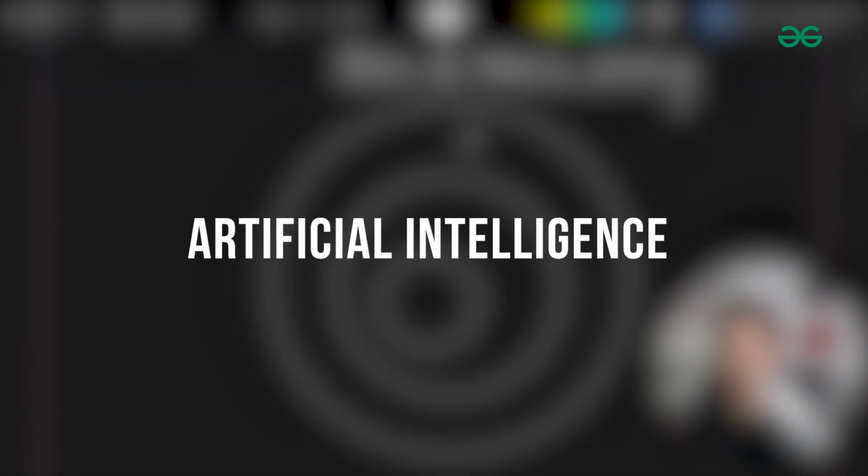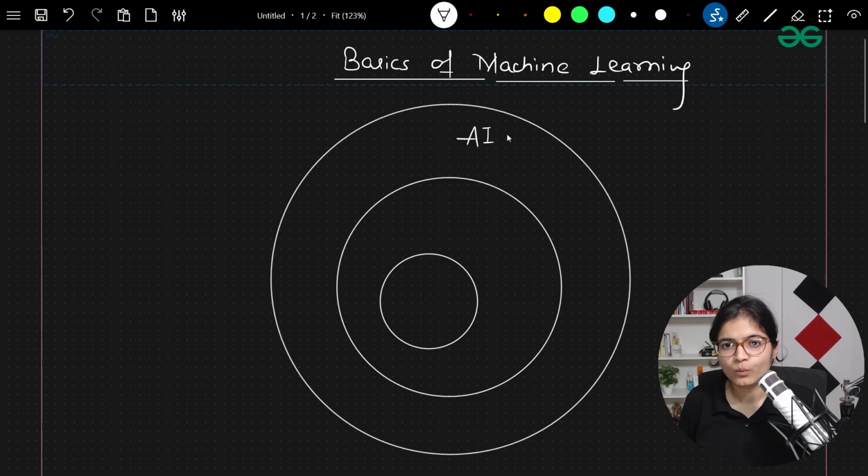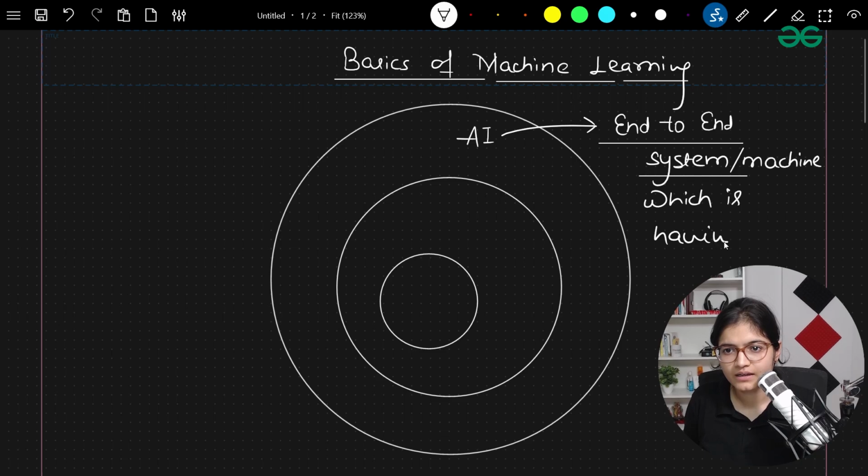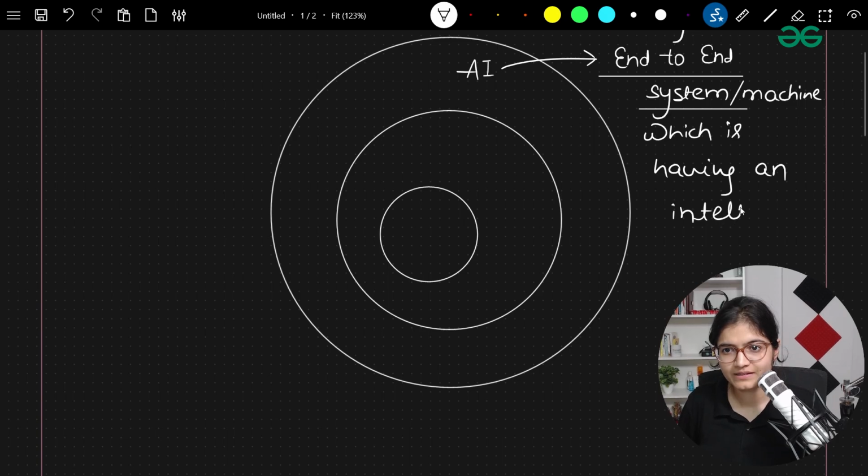So, when you are talking about AI, it's a bigger circle, where we are talking about an end to end system which is as intelligent as a human being. Here we are talking about an end to end system which is highly intelligent, like human intelligence. So a system, or you can say a machine, having intelligence just like a human being. Okay, it has the power to take decisions, just like human beings.